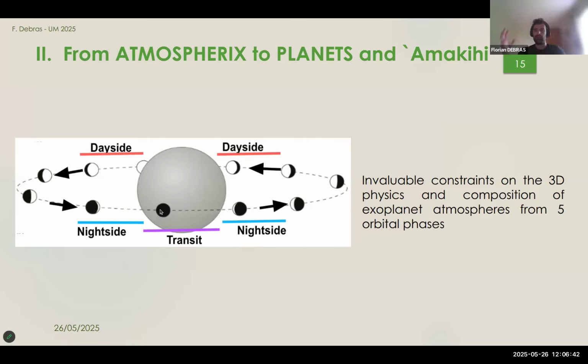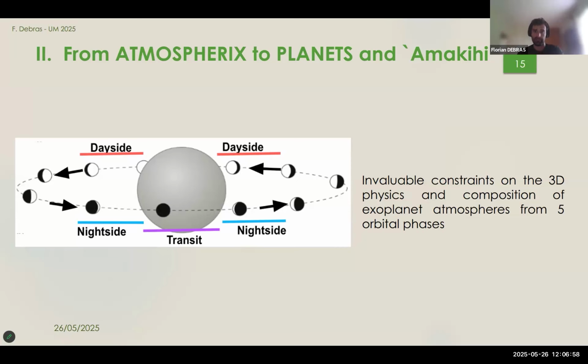And so we really have information about the composition and physics of this planet at different orbital phases, and so at different longitudes on these planets. So that's the present planet program, and it's ongoing until the end of 2026.